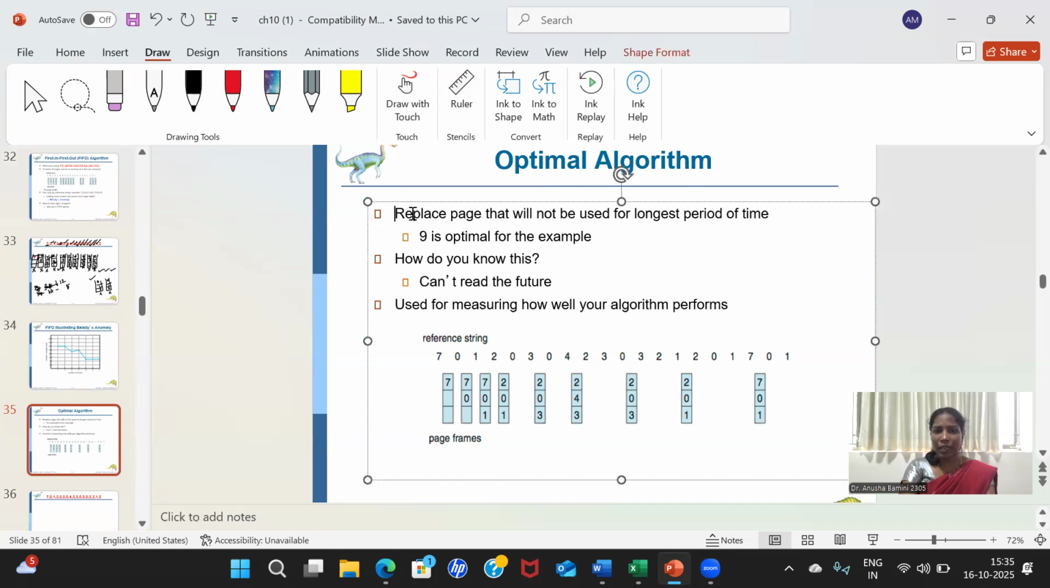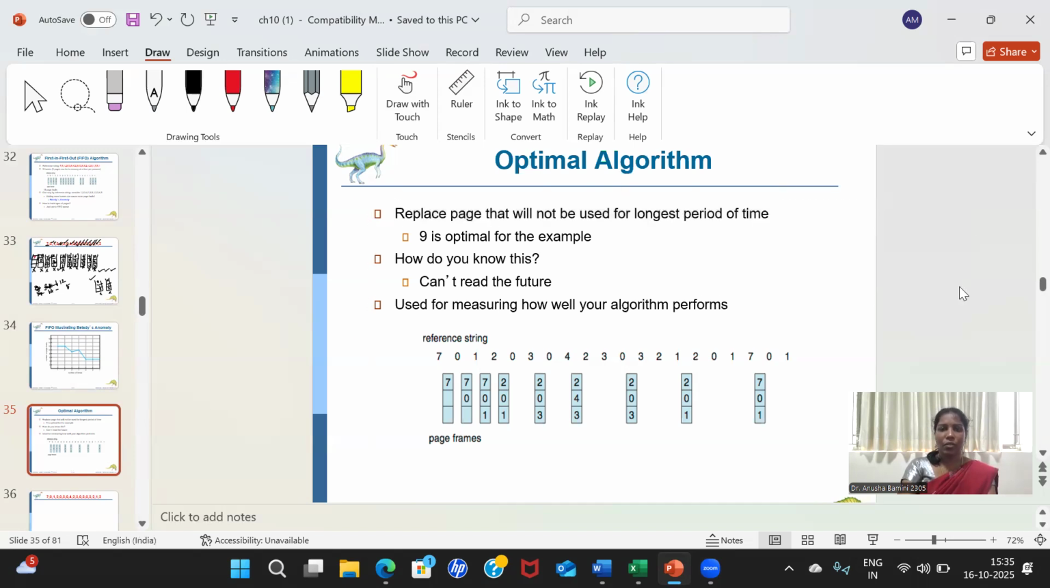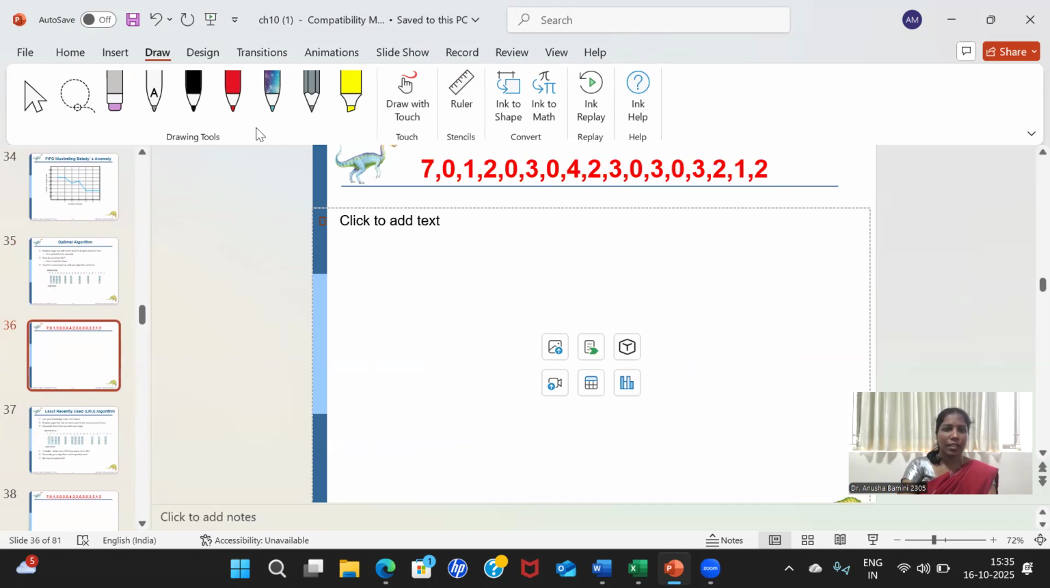So you can read this line: replace the page that will not be used for the longest period of time. That frame we are replacing. So again we are going to solve the same problem. Here also our frame size is 3, so I'm taking 3 compartments.